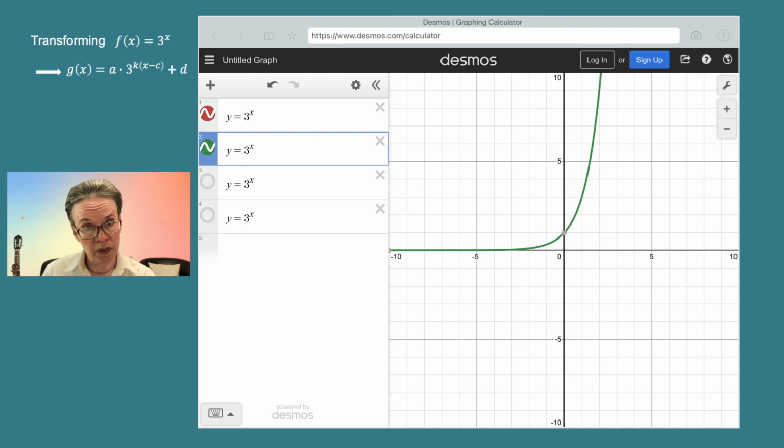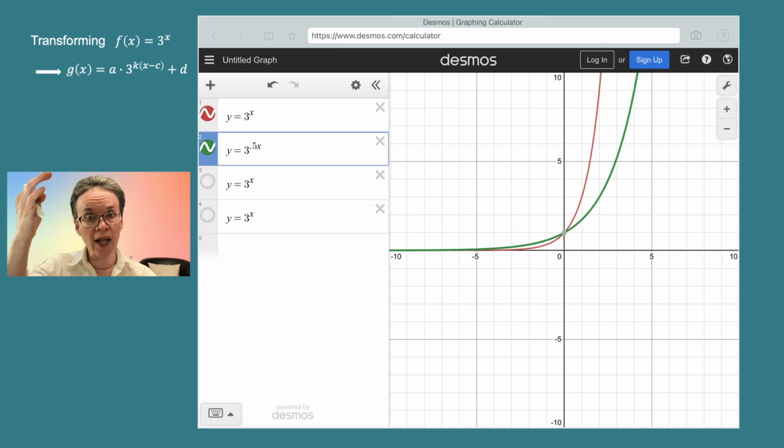So now I'm going to use 0.5. And if you notice, by making k equal to 0.5, let's look at the green graph. The green graph now is wider. It has expanded horizontally. So we have a horizontal expansion in this particular case by a factor of 1 over the absolute value of k. In this case, k is 0.5, 1 over 0.5.